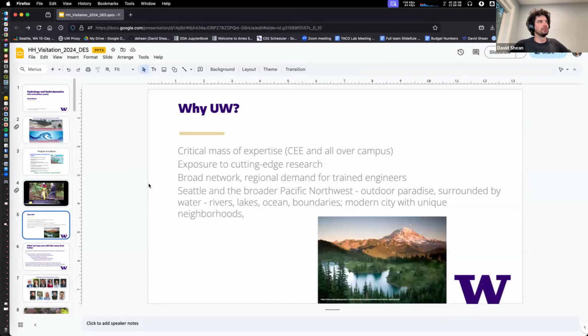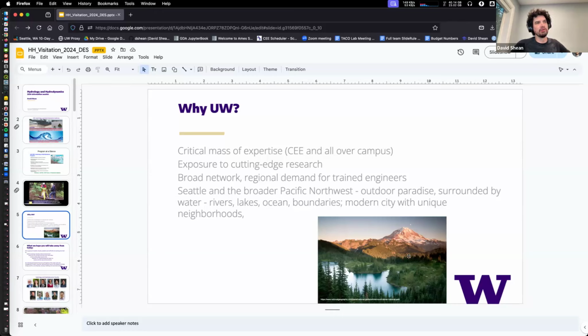So just kind of why UW? I did my PhD here at UW in Earth and Space Sciences and worked at the Applied Physics Lab and started here in Civil in 2018. We have a critical mass of expertise here, both in our department and all over campus. You're going to get exposed to cutting edge research in our department, as well as other departments on campus. We have a broad network with alumni and other partners. And there's a regional demand for trained engineers here in Seattle and the broader Pacific Northwest.